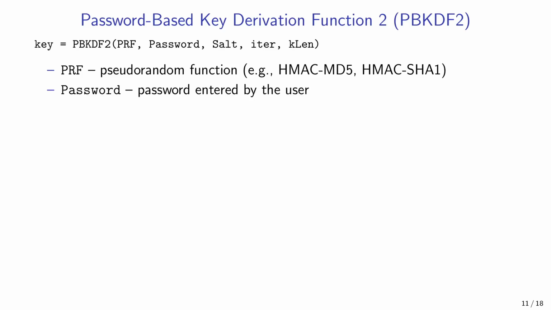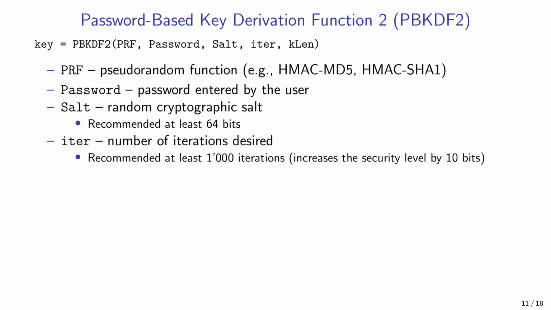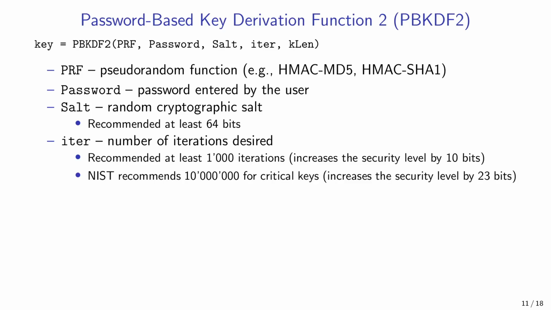Password is the password entered by the user. Salt is a random value recommended to be at least 64 bits, 8 bytes long. Iter is the number of iterations desired, and it is recommended to be at least 1,000 iterations, and this will increase the security level by 10 bits. NIST recommends 10 million for critical keys. This increases the security level by 23 bits.